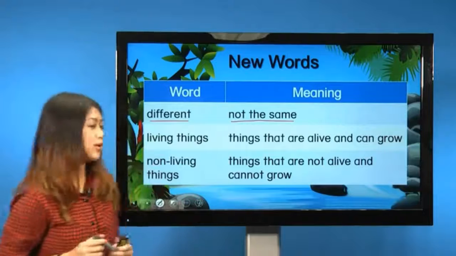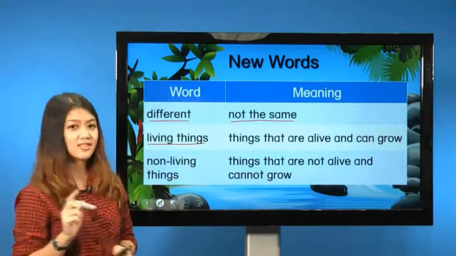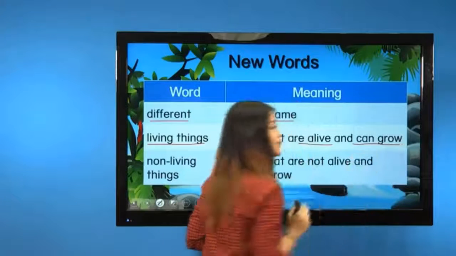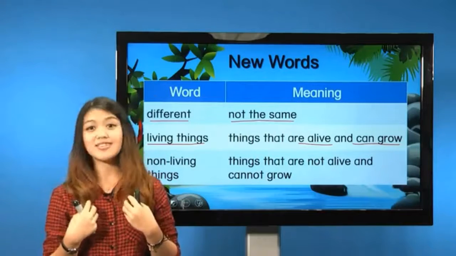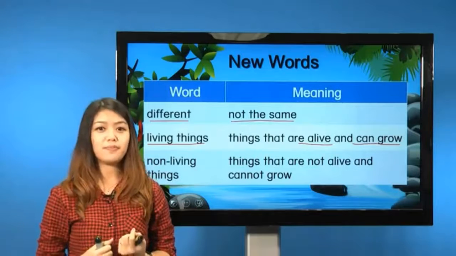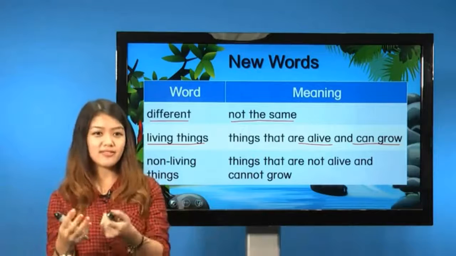The second word will be living things. Living things are alive and can grow. For example, I'm a living thing because I'm alive and I can grow. I can grow from tall to fat. So I'm a living thing.